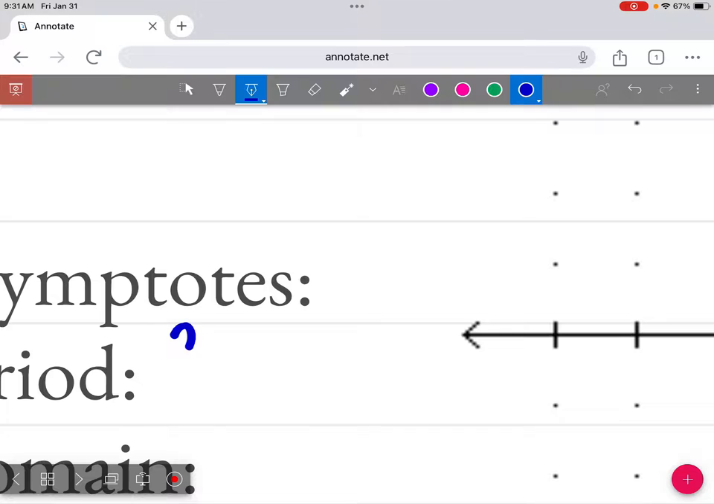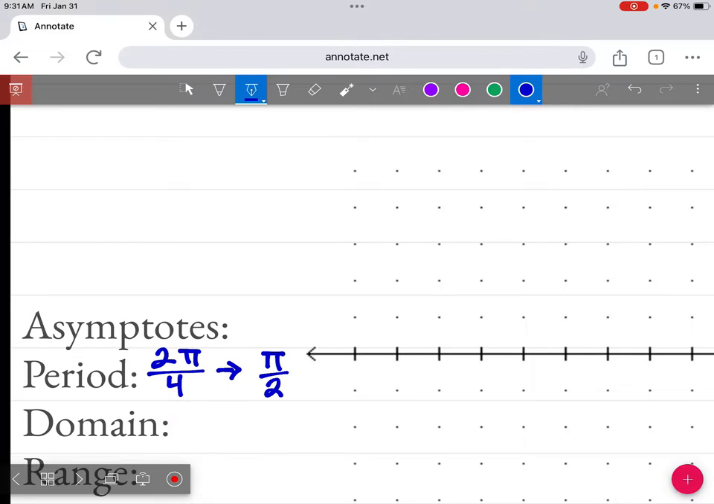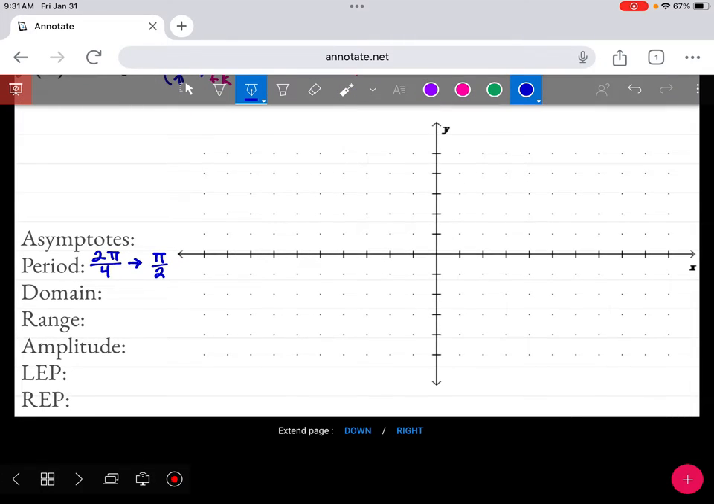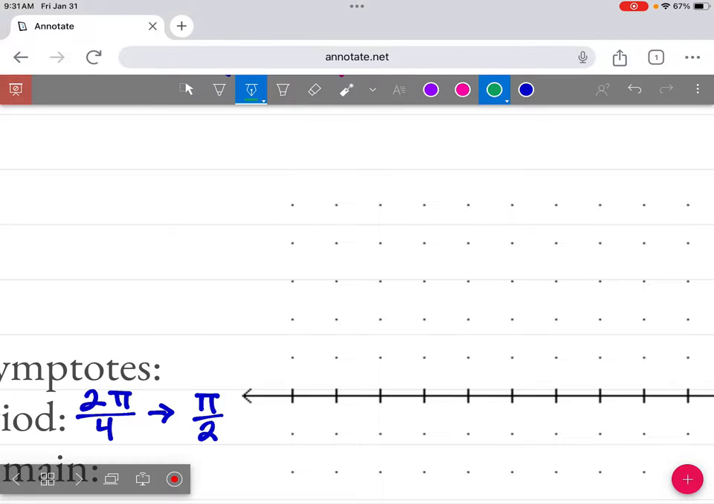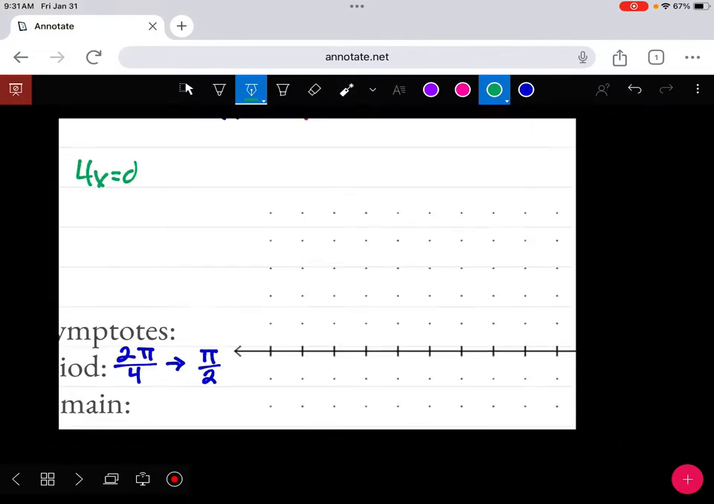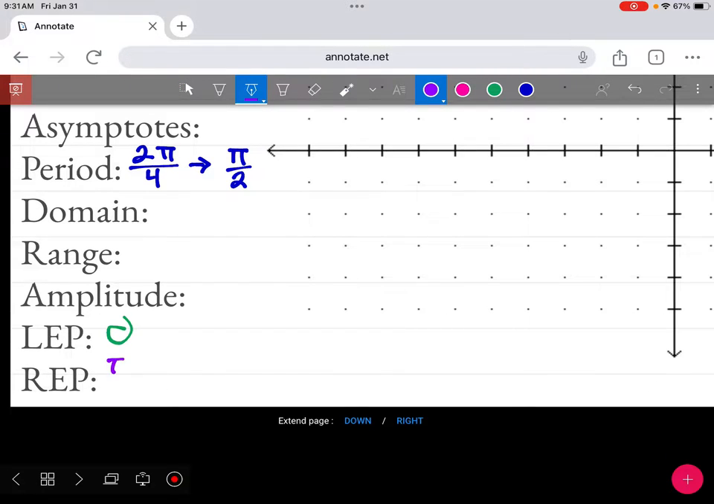So our period is going to be our 2 pi divided by that b. So we're dividing by 4. So our period length is going to be pi over 2. So it's short, very short. Where is our left endpoint going to be? 0. Because we want to know when 4x equals 0, right? Well, that's just 0. To find our right endpoint, we want to know when 4x, that piece that we're taking our secant of, equals 2 pi. Pi over 2. So our right endpoint is pi over 2.